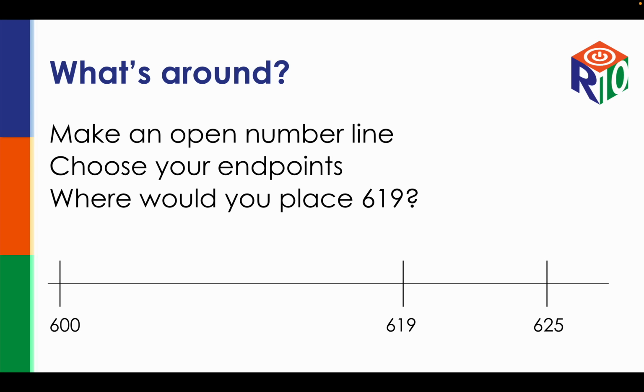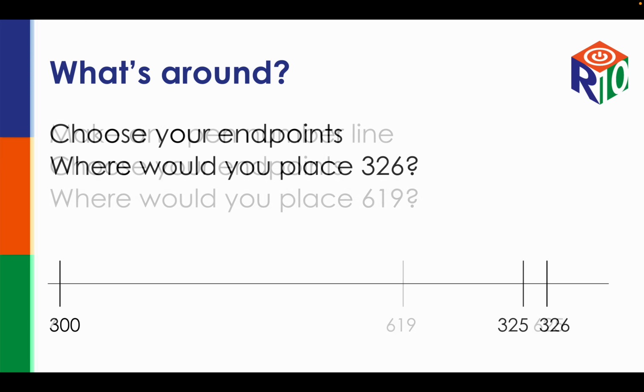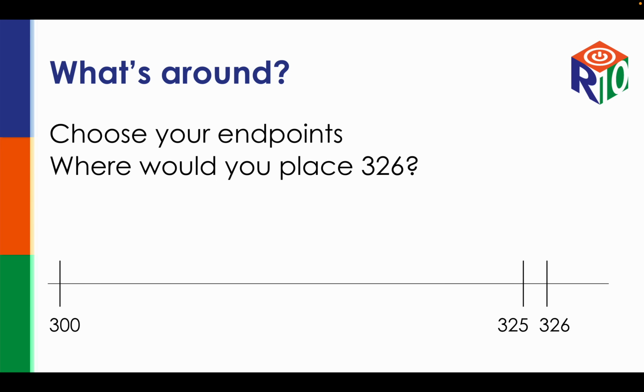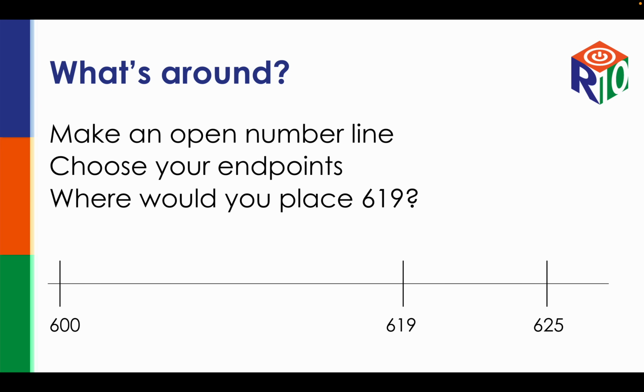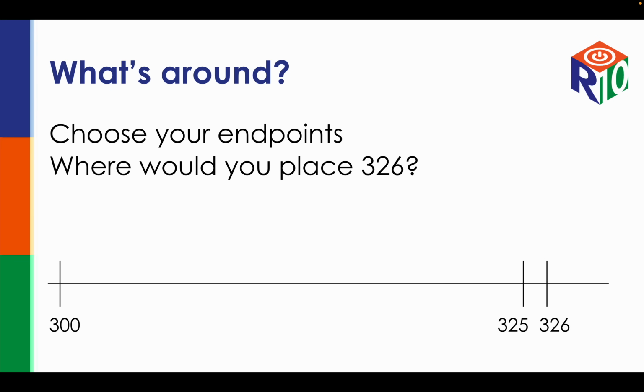I use 625 because I love that compatible number of 25. Counting by 25s, quarters, all of the things. If I can use a 25, I'm going for it. And so then, make a number line and you choose your endpoints for 326. You already see mine. Try to make your number line different than my number line. Go ahead and pause.